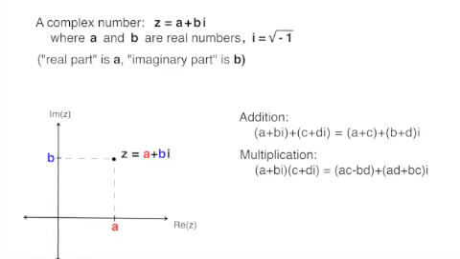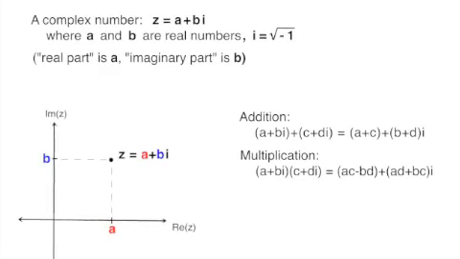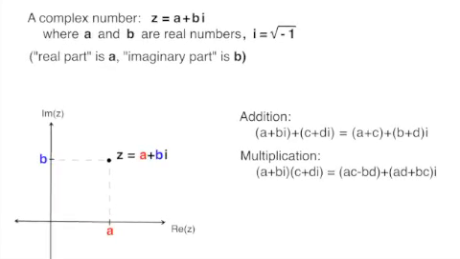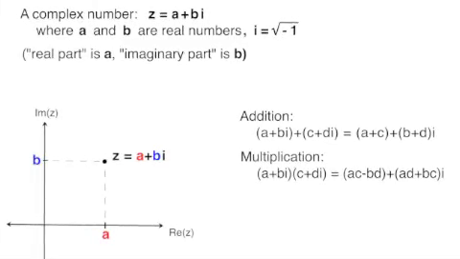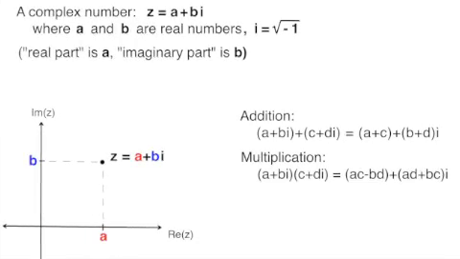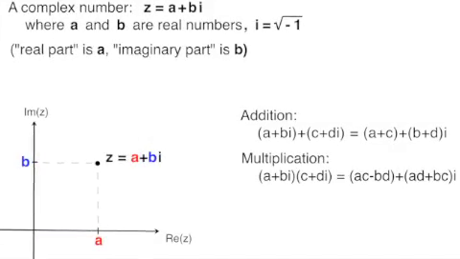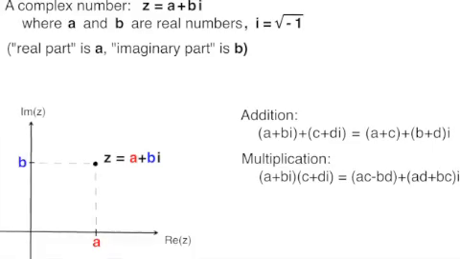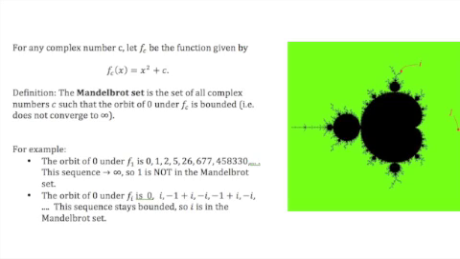A complex number, say z, is something of the form a plus bi, where a and b are real numbers, and i is the square root of -1. We say that the real part of z is a, and the imaginary part of z is b. We can represent a complex number as a point in the plane whose coordinates are real part of z, comma, imaginary part of z. Now remember that family of functions, f sub c?